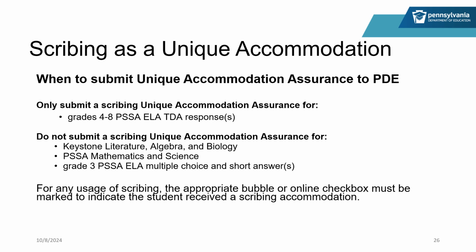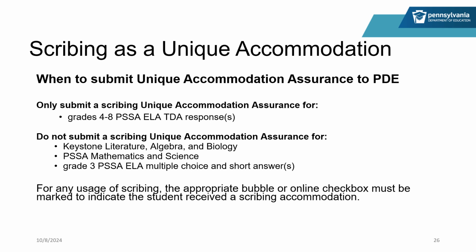Not all scribing accommodations are considered a unique accommodation that requires an assurance submission to PDE. You only need to submit the unique accommodation assurance for grades 4 through 8 ELA TDA responses because it measures writing. It is not necessary to submit a unique accommodation assurance for Keystone Literature, Algebra and Biology, PSSA Math and Science, or the grade 3 PSSA ELA.